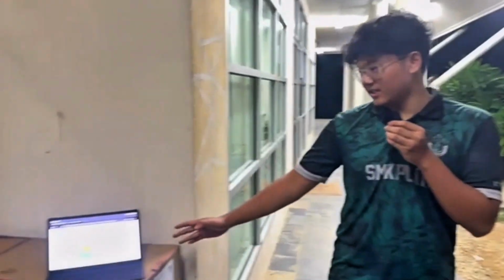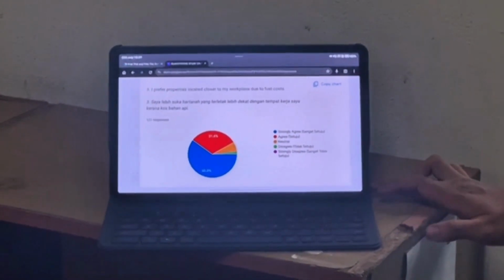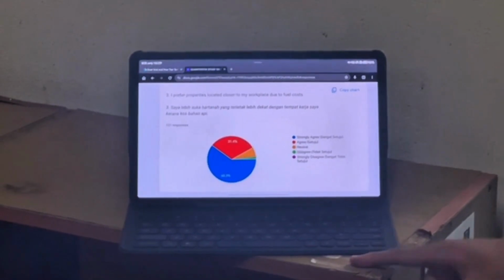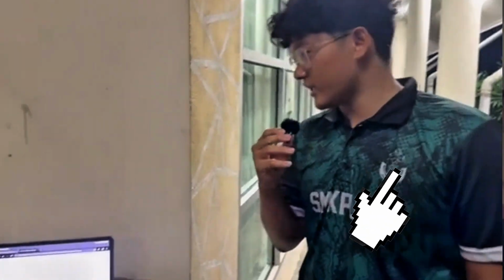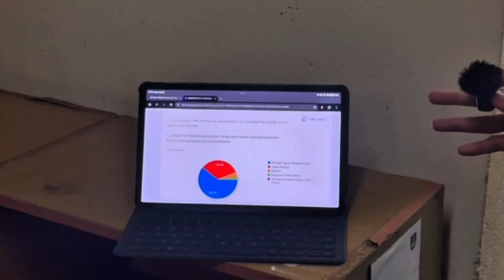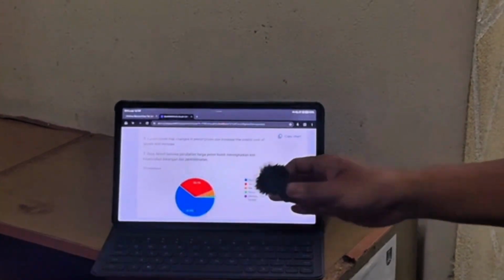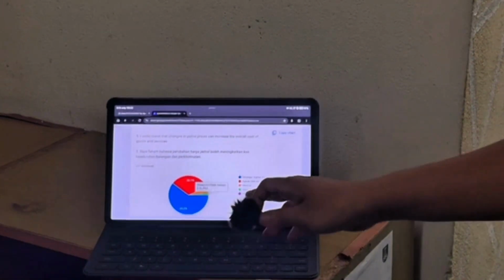As you can see, the third question is about property located closer to the workplace due to fuel costs. 60.3% strongly agree, followed by 31.4%. Moving to the next question, it talks about how a change in petrol price can increase the overall cost of goods and services. As you can see in the responses, we got 60.3% strongly agree and 1.7% disagree. Now let's move on to question 8.